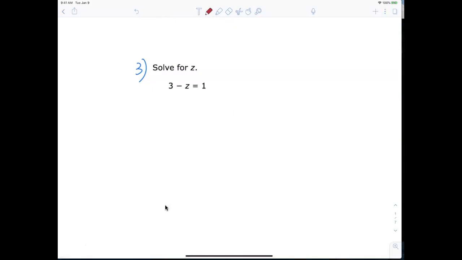Now, this one's a little sneaky because of this negative z. There are lots of ways to deal with it, but the main thing I want you to remember is this means plus 3. So we could, if we wanted to, just subtract 3 from both sides. And then we have negative z equals negative 2. And then again, as we've talked about a bunch, the negative in front of the variable just means change the sign. So z is equal to 2.